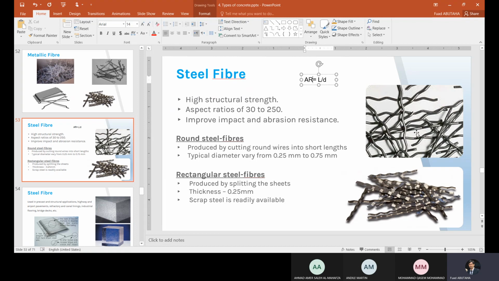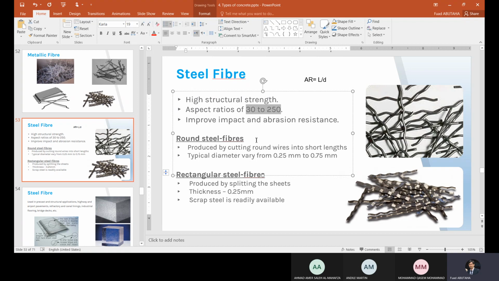So the aspect ratio of the fiber used in the concrete can be defined as the length of the fiber divided by its diameter, when we use a rounded fiber, the diameter of the fiber. And the ratio can be in this range. So we have different lengths of the fibers at different diameters. It will also give different effects on the concrete properties in terms of the workability, the strength, the tension properties, and so on.